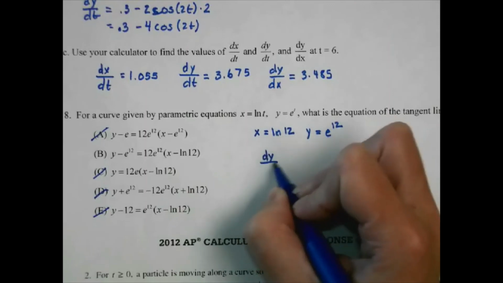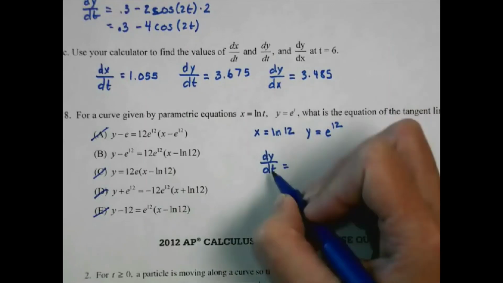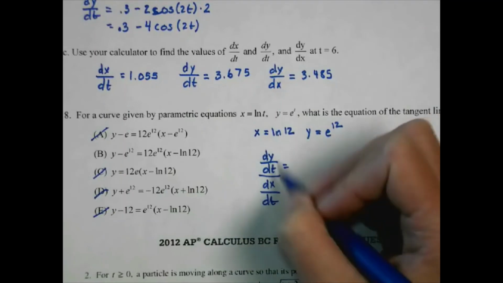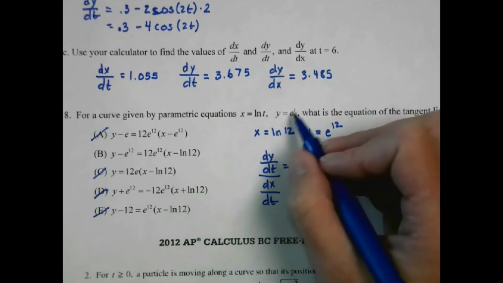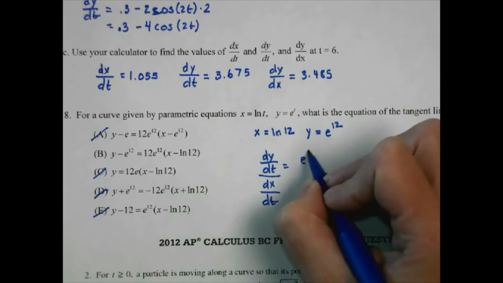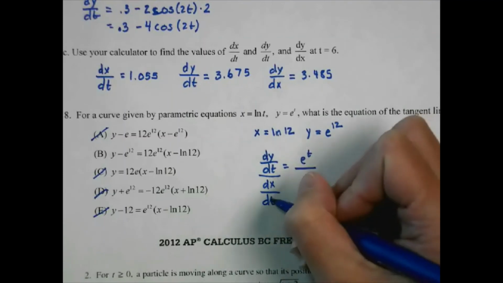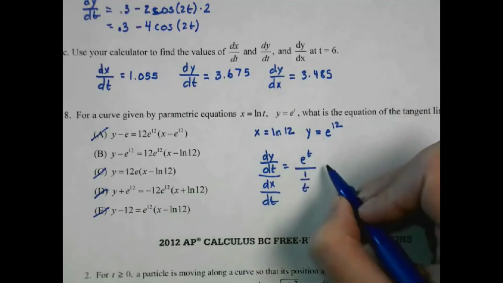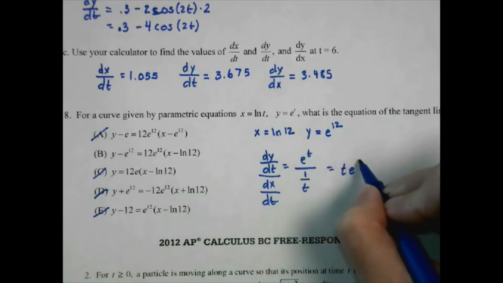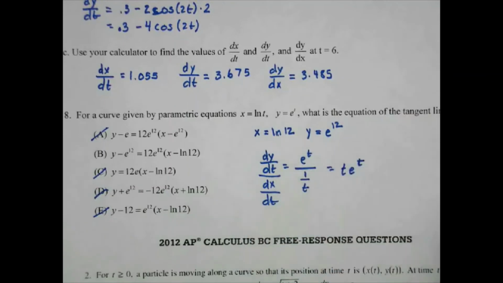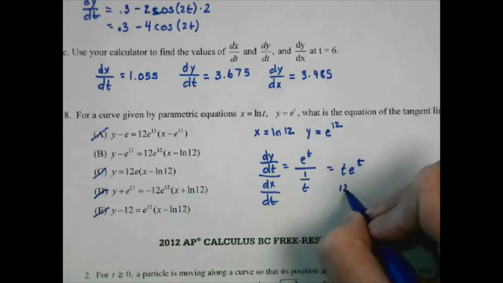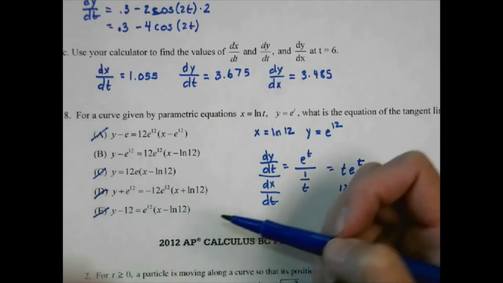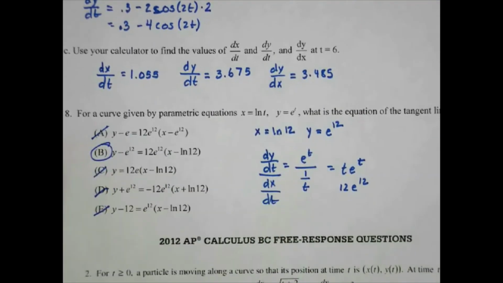So the slope is going to be dy/dt over dx/dt. So the derivative of e to the t is e to the t. Derivative of natural log is 1 over t. So this is going to be t e to the t. So if I plug in 12, we get 12 e to the 12, which does match our thought.